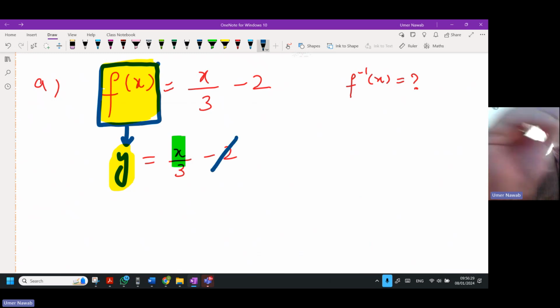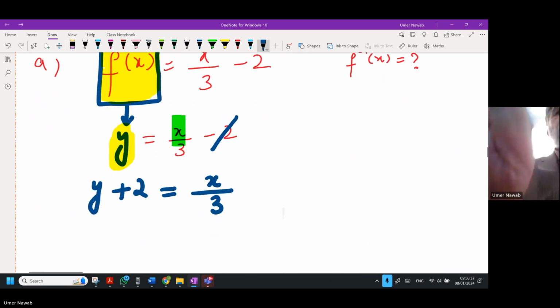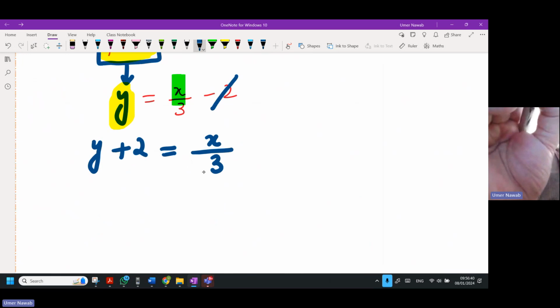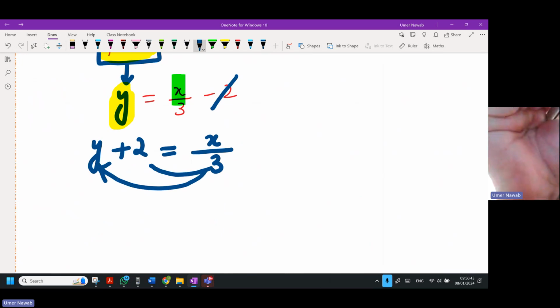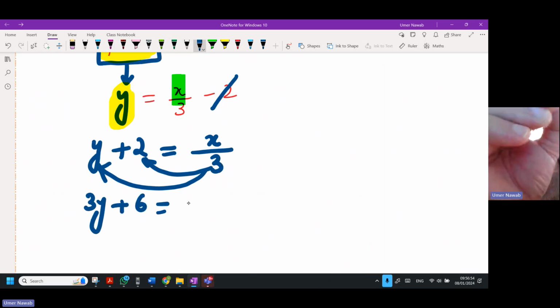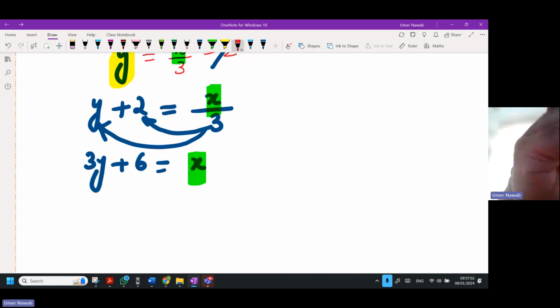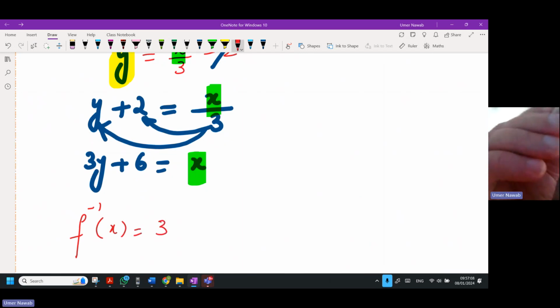So apply the algebra and try to make x the subject, x alone on the right hand side. What am I going to do with the minus 2? The minus 2 will go to the left, so it becomes y plus 2 equals x over 3. Now this 3 is in a division form. When it goes to the other side, it is cross multiplied and multiplies with both y and 2. So 3 multiplied with y gives you 3y, and 2 multiplied with 3 gives you 6, equal to x. Wow. So I wanted to make x alone, and I found x alone. So what is my inverse function now? Shall I write 3y plus 6?